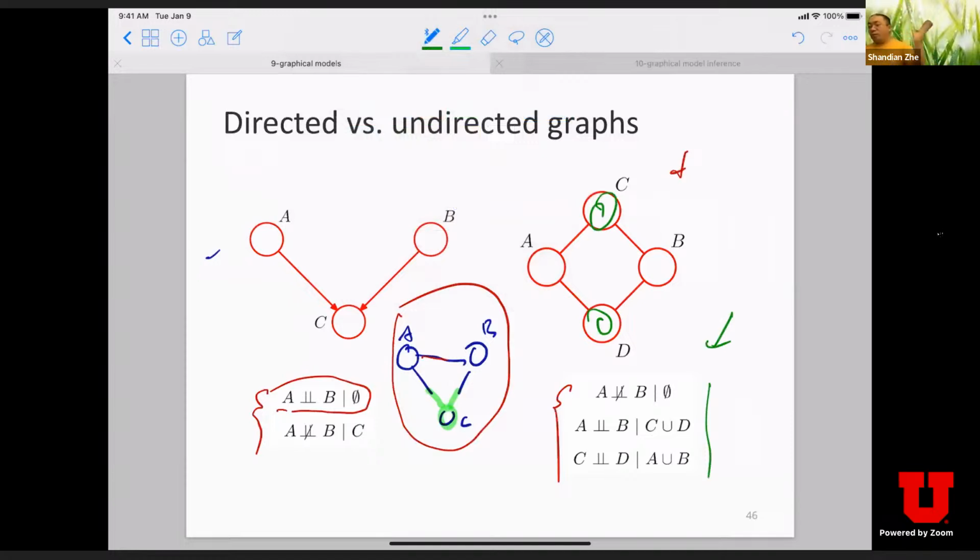So here, we just want to use these concrete examples to show that although we can convert some directed graphical models to undirected graphical models, they are not totally equivalent. In some cases, the conversion can make you lose some properties. In some cases, you cannot find an exact counterpart in directed graphical models. Does it make sense?